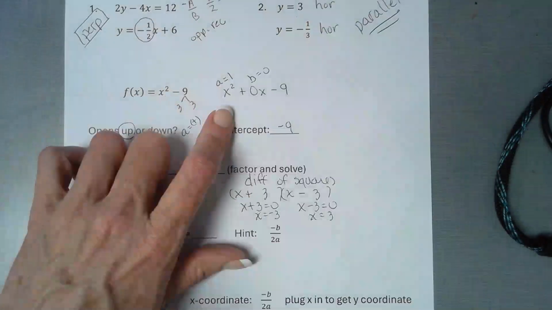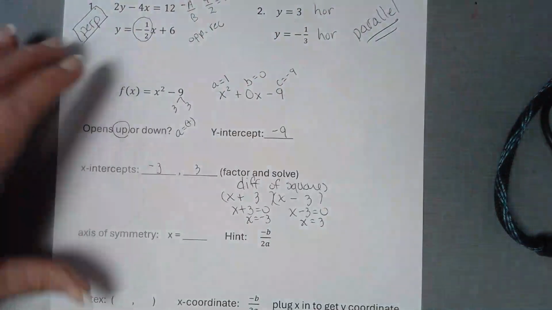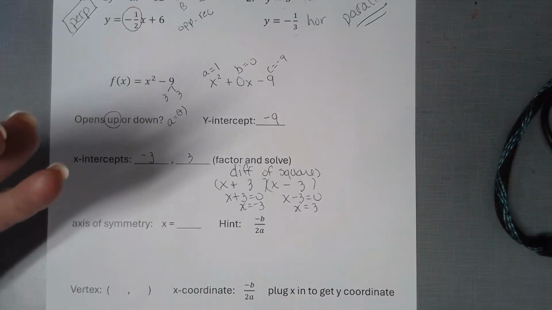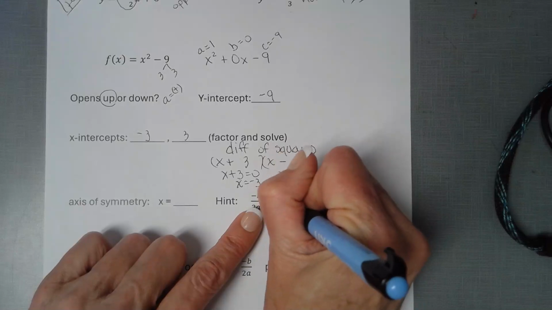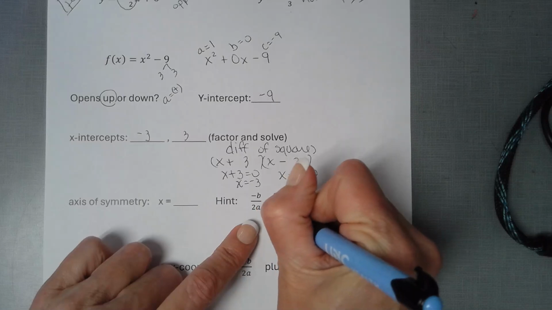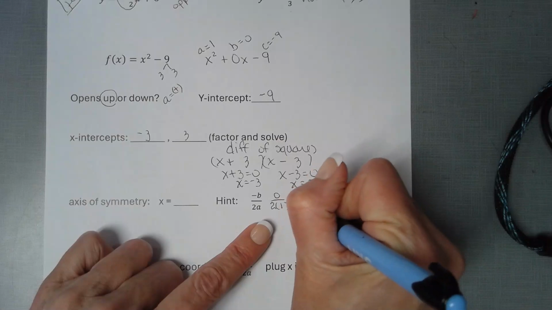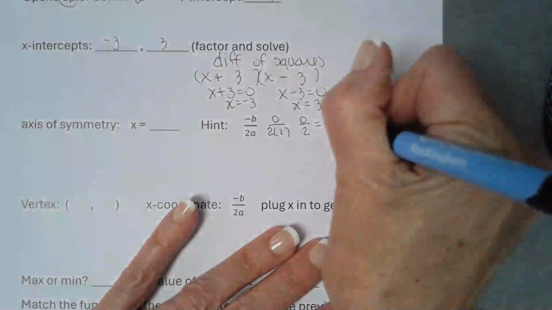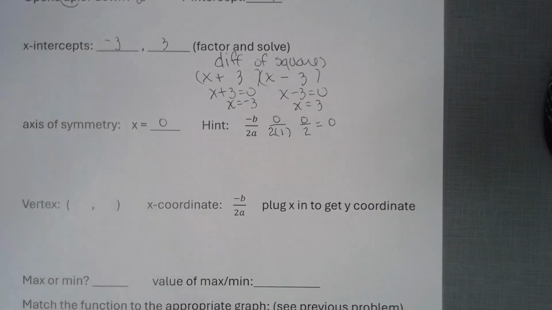And then if you needed it, C is -9. That's my y-intercept. Okay, so B is 0. Y'all, there's no need to be afraid of a 0. So when it says opposite of B, there's no such thing as -0. It's just 0, divided by 2A, and A is 1. So this is 0 divided by 2. What is 0 divided by 2? It's 0. So my axis of symmetry is at x equals 0. In other words, it's the y-axis. That's the axis of symmetry.